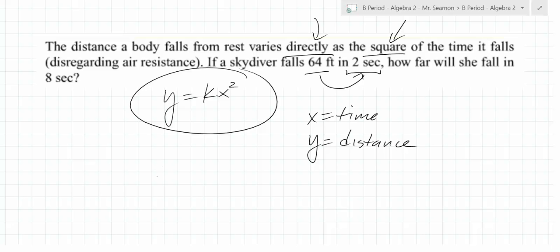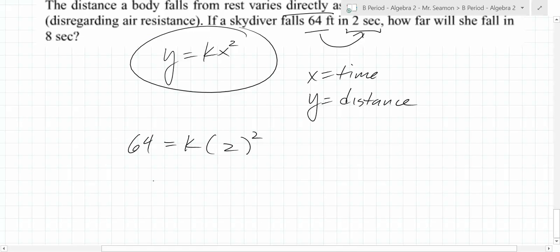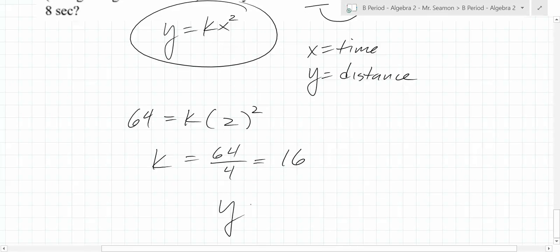So what are we going to plug in? What's on the left? 64 equals k times 2 squared, right? So k is going to be 64 divided by, which is what? 16. Thank you. That's right. Just stick with it. You're good. So what is our relationship? Have we solved for k? Yeah, y is equal to 16x squared, right?